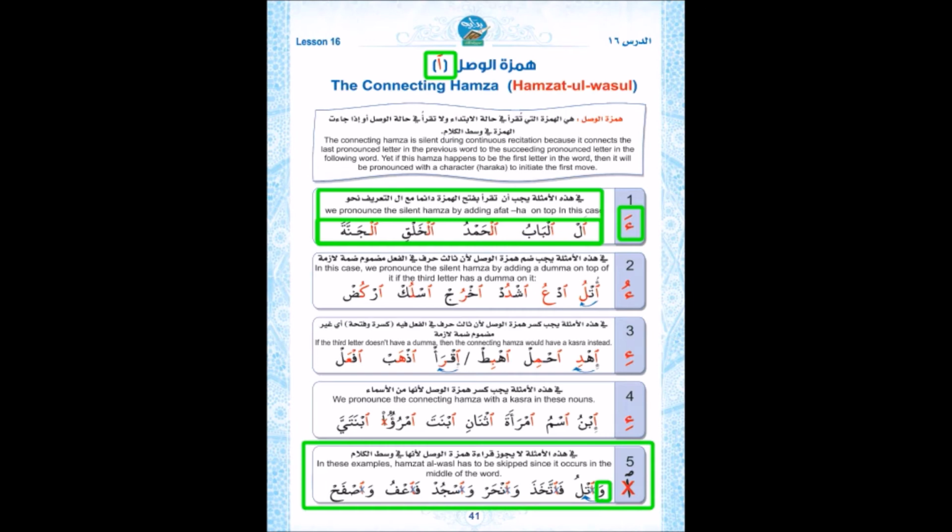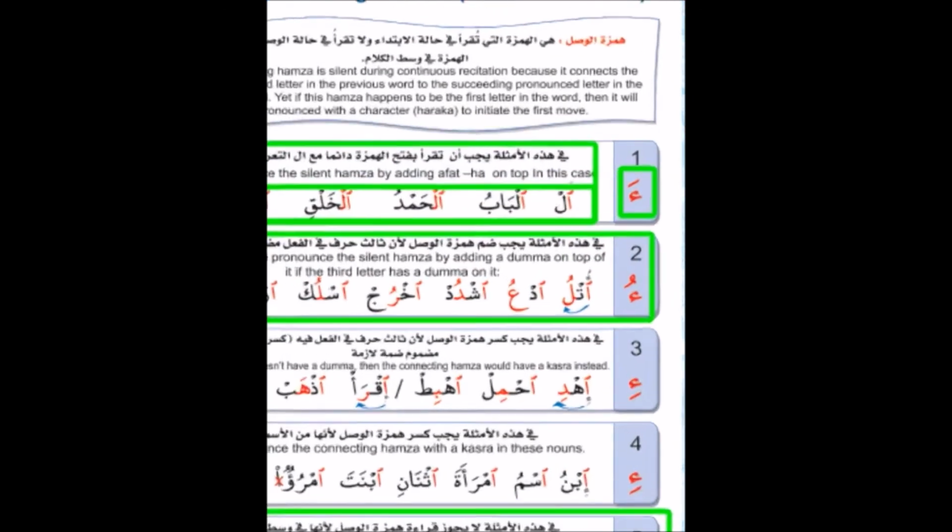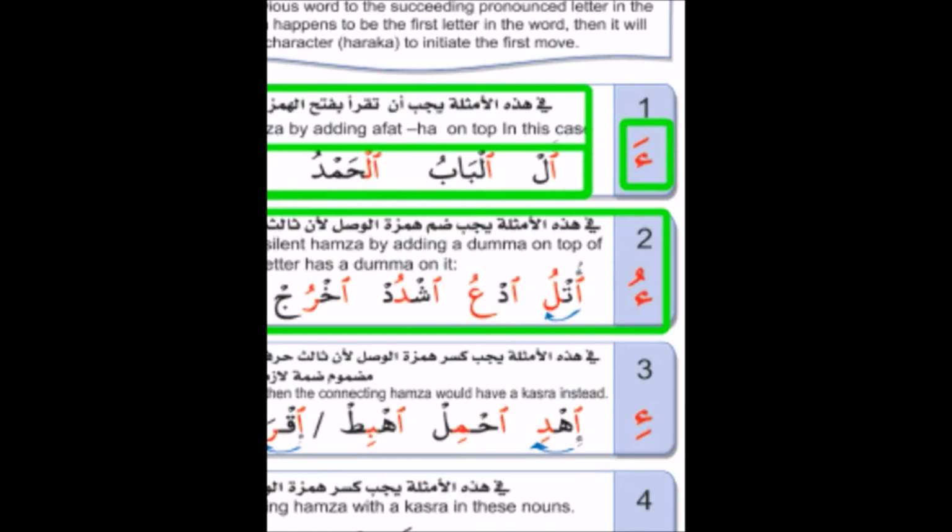The second case, which has a specific rule, is the hamza with a dhamma, and this rule takes place when the hamza is not followed by a lam. So we refer to the third letter in the word. You can see we use the red font for both the first letter, which is the hamza, and for the third letter. So based on the haraka of the third letter, if it's a dhamma, we will read the hamza as if it's a dhamma.